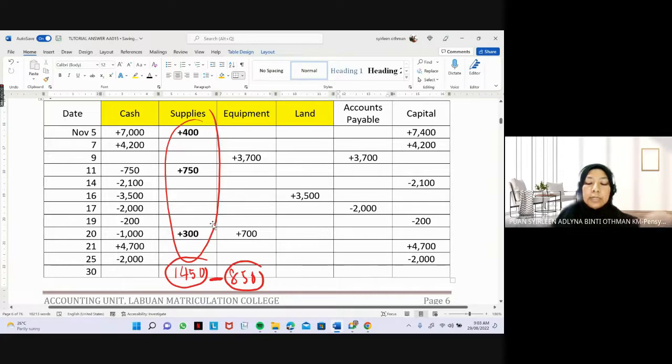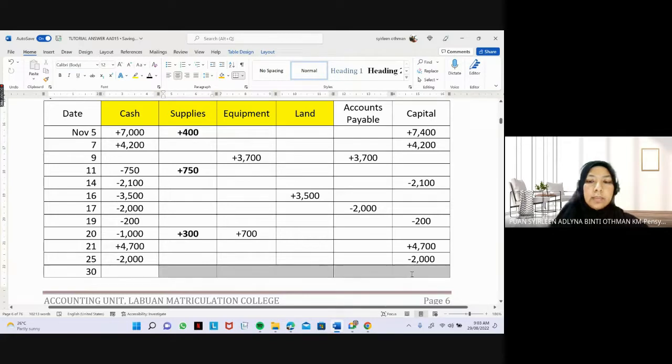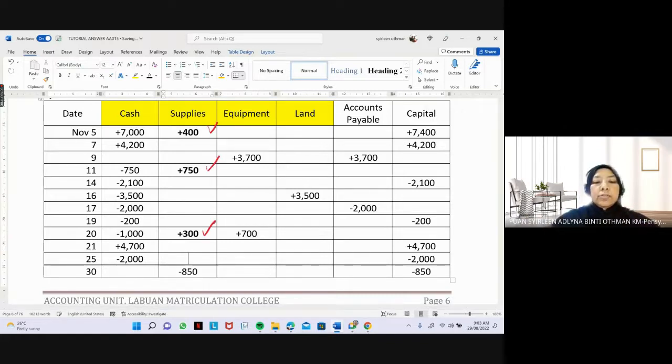So 600 yang ada dalam soalan tu is not the amount that you spent atau you guna, but it's actually your last balance, baki di tangan. So we need to find how much supplies we've used, yang telah digunakan, yang dibelanjakan. So that is why on the 30th, kita akan minus supplies 850 and kita akan minus dekat capital 850. Sebab tu, bila you tengok 400 plus 750 plus 300 minus 850, baki di tangan tinggal 600. That is what is meant by the question lah. Itu maksud soalan di nombor 12. Alright. So that is for number 12.